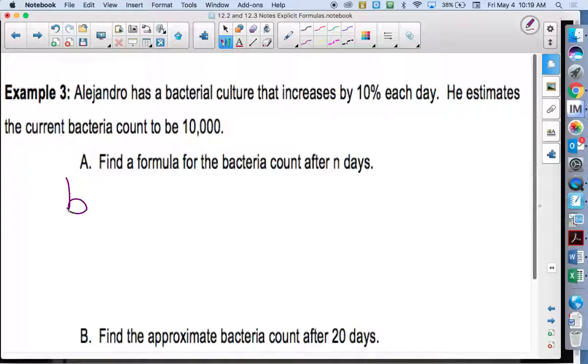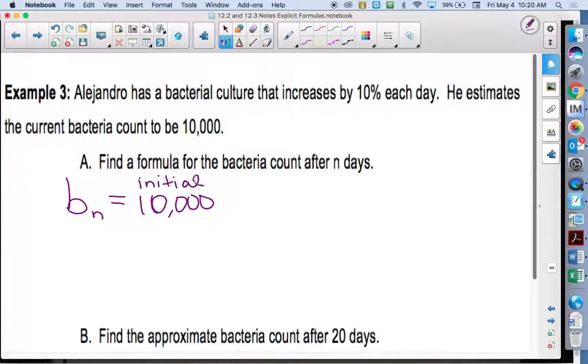So it says find the formula for the bacteria count after n days. I'm going to just use a B to represent bacteria. You can use any variable you want. Like I used a V because it said find the value. I'm using a B because it says find the bacteria count. So how do you start with your formula? What's the first number that goes in the formula? Sam? 10,000, our initial amount.